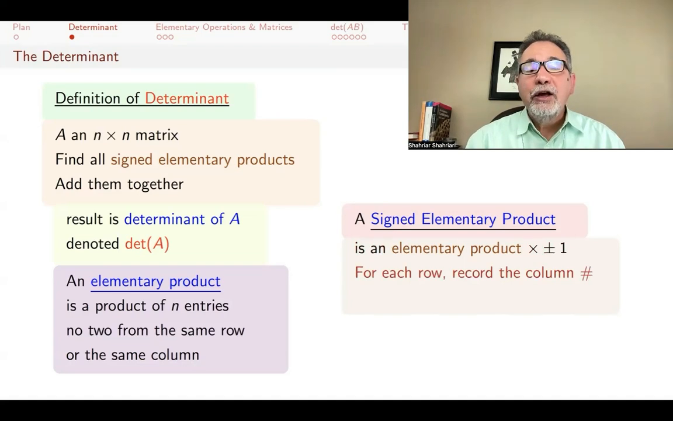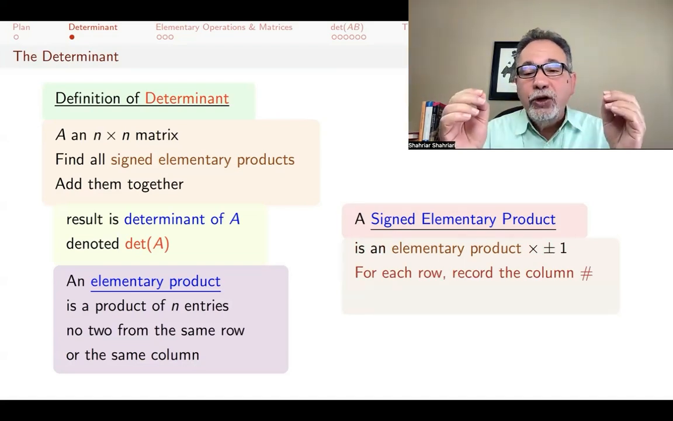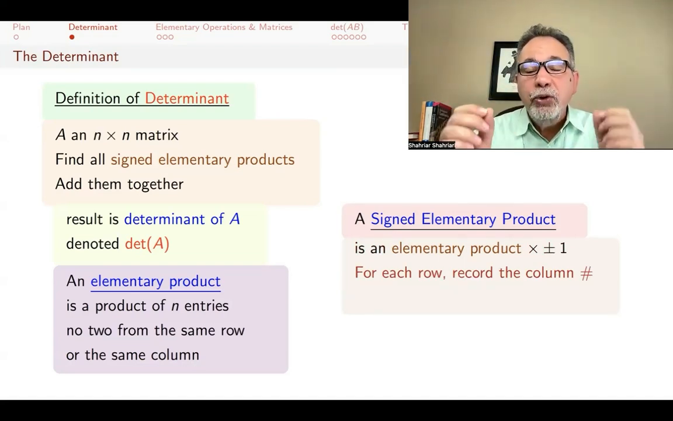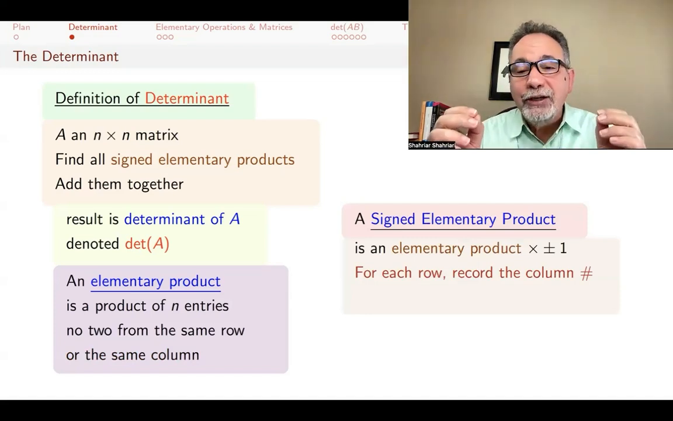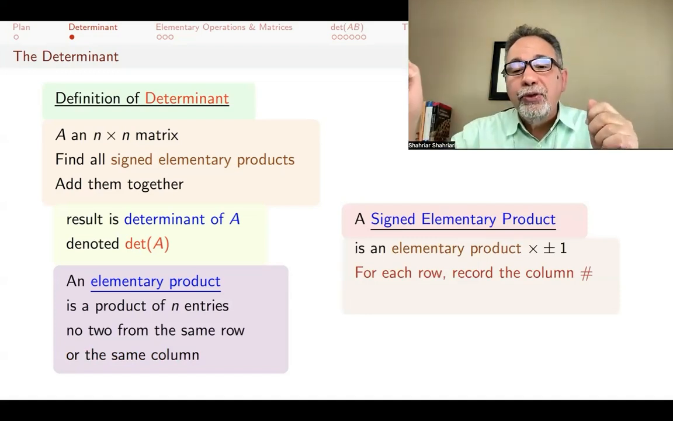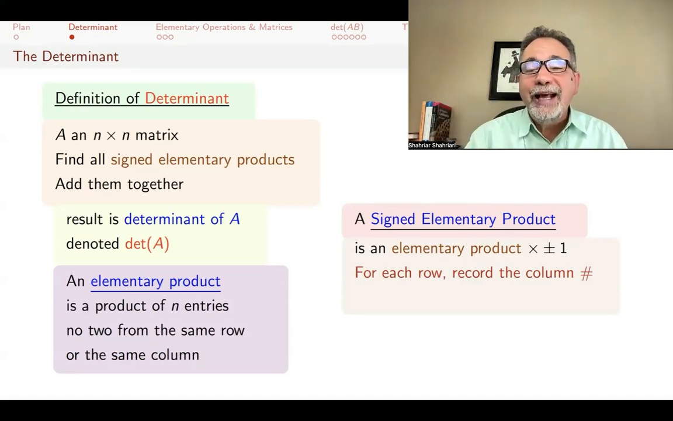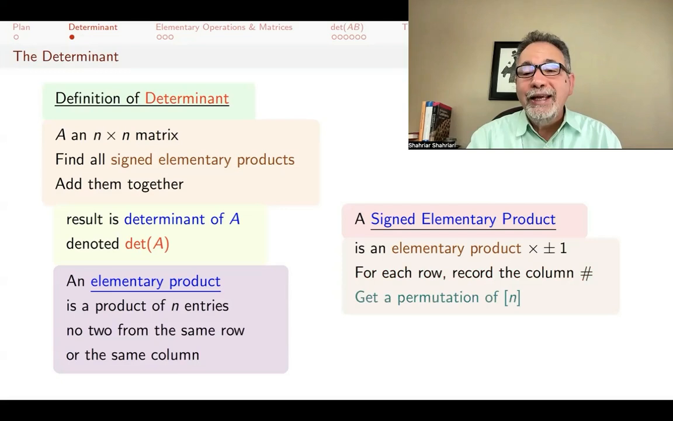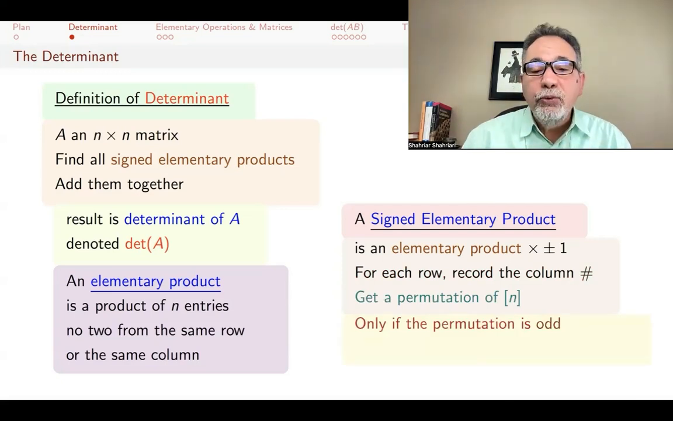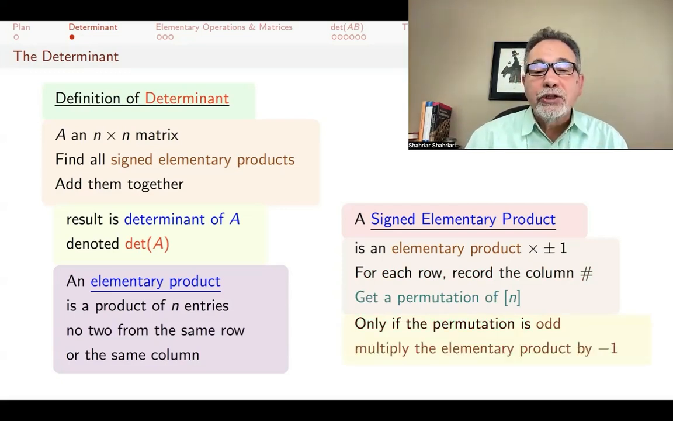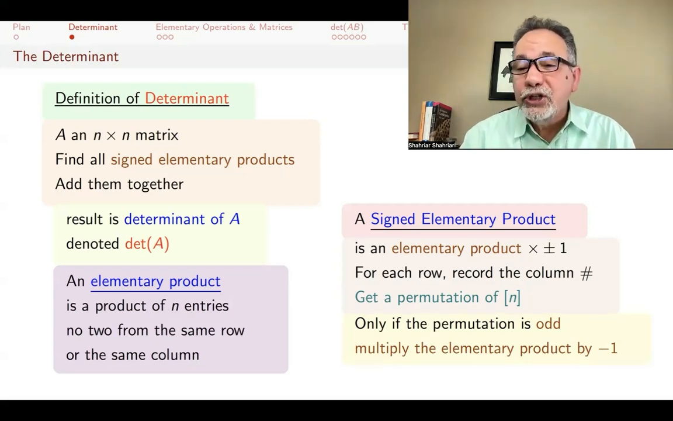How do you decide that? For each row, there's going to be one entry of your elementary product that's in that row, where you record the column of that entry. So in first row, maybe you're in column 3. In second row, maybe you're in column 7. You just write those down, and that gives you a permutation of 1 through n. And if the permutation is odd, then you multiply your elementary product by -1. Otherwise, you don't do anything. Which permutations are odd? The ones where the number of inversions is odd. And an inversion is when a bigger number occurs before a smaller number.